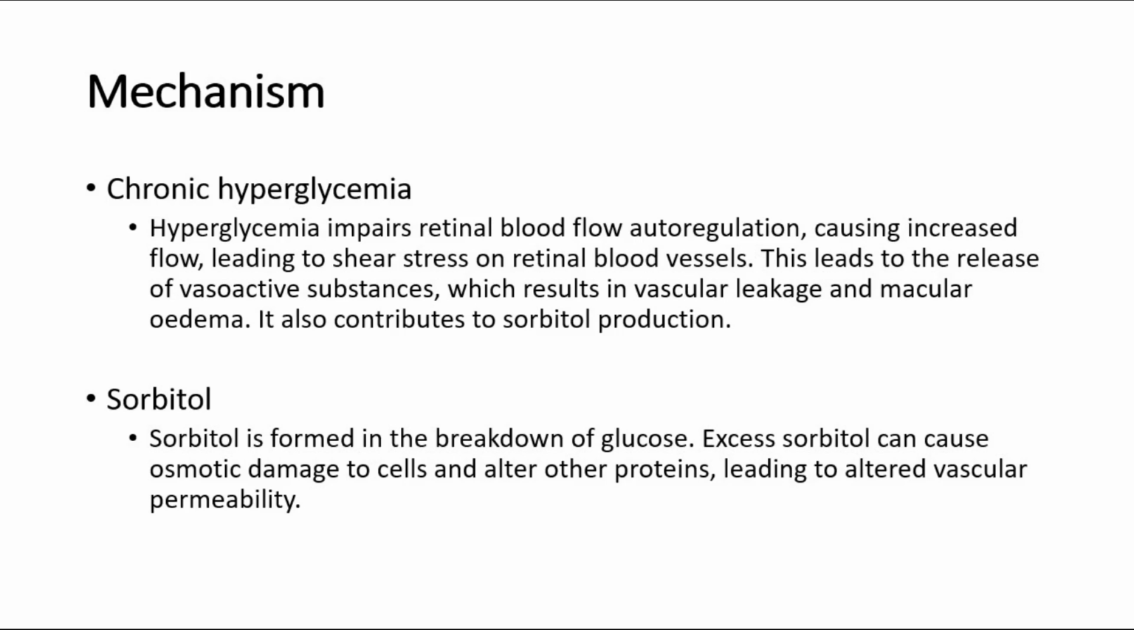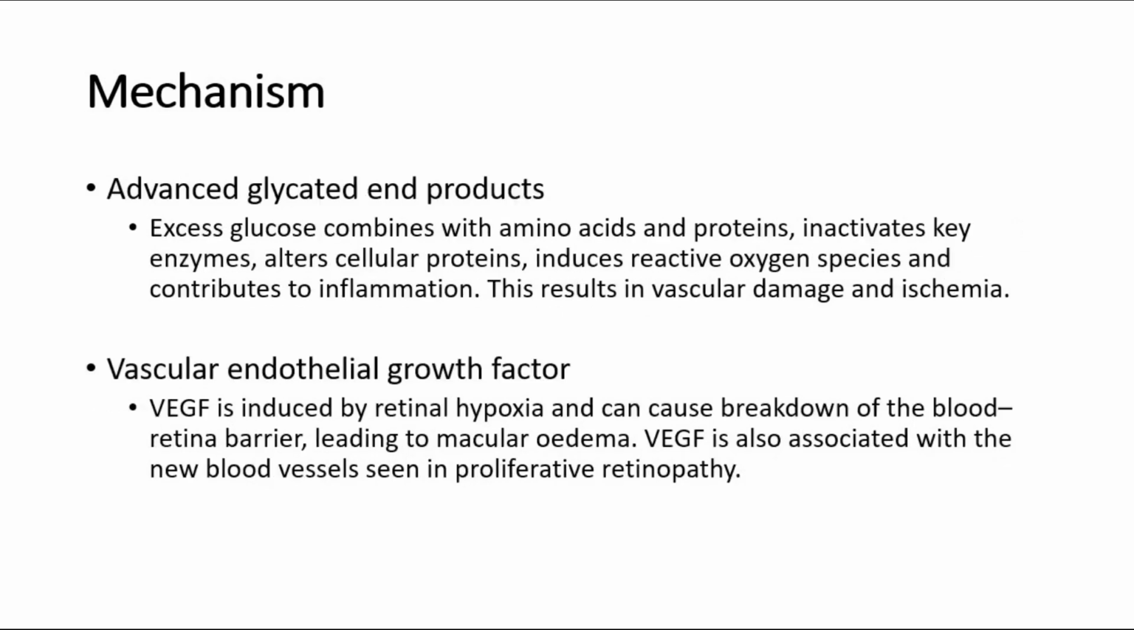It also contributes to sorbitol production. Sorbitol is formed in the breakdown of glucose. Excess sorbitol can cause osmotic damage to cells and alter other proteins, leading to altered vascular permeability. Advanced glycated end products. Excess glucose combines with amino acids and proteins, inactivates key enzymes, alters cellular proteins, induces reactive oxygen species, and contributes to inflammation. This results in vascular damage and ischemia.